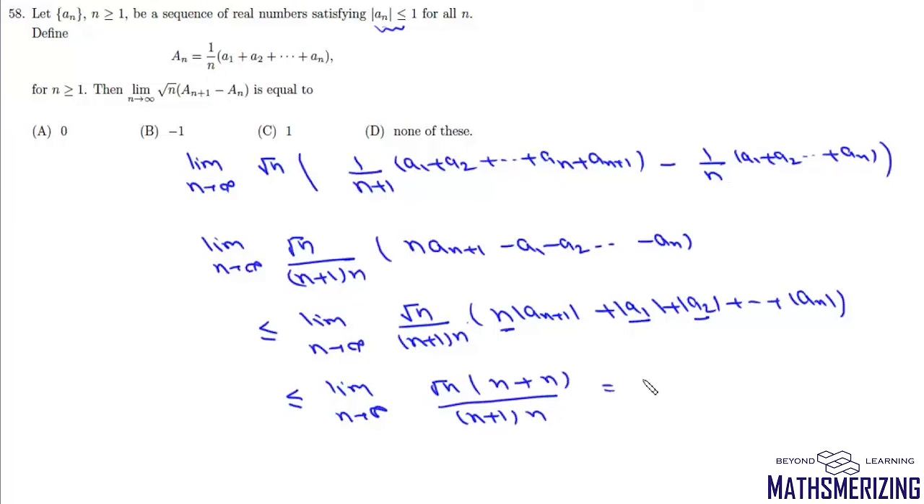So we can write this as the limit as n tends to infinity of √n times 2n upon (n+1)·n. This n will cancel. Now the power in the numerator is less than the power in the denominator, so that means this limit will be 0. So from here we can say that this limit must be equal to 0, and that's your option number A.